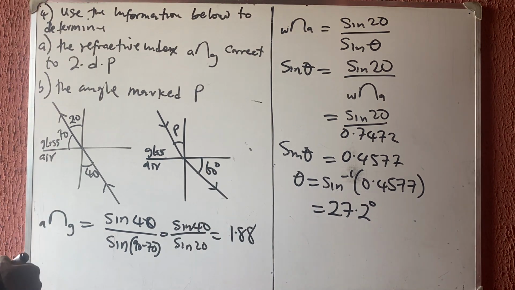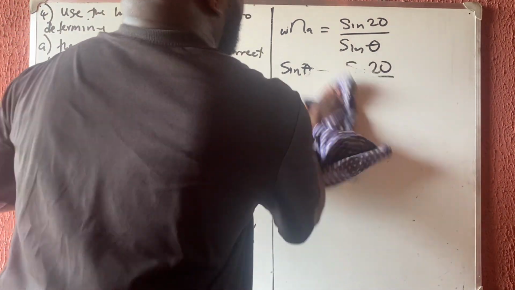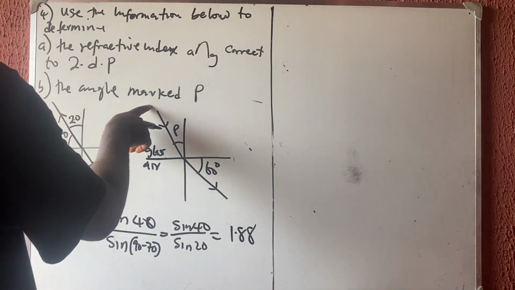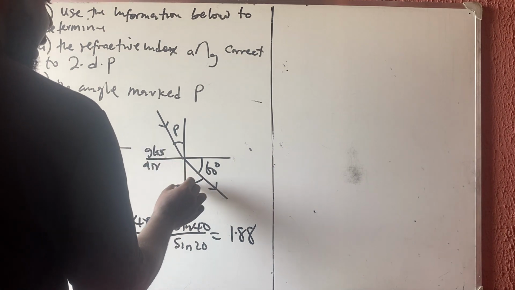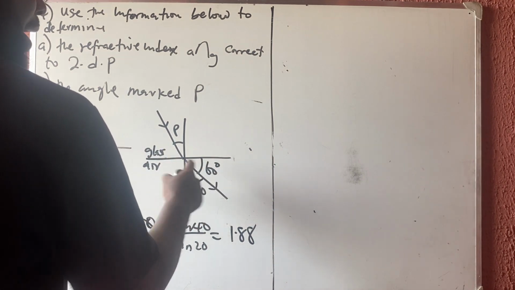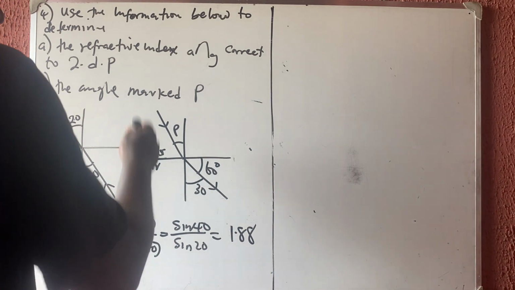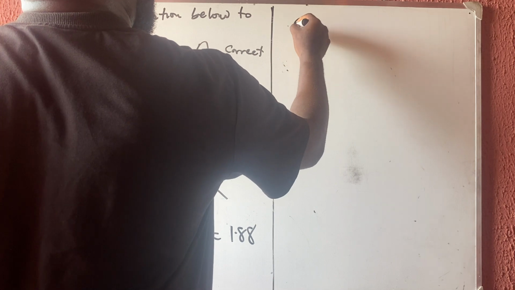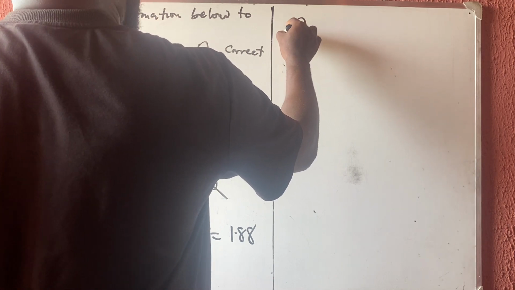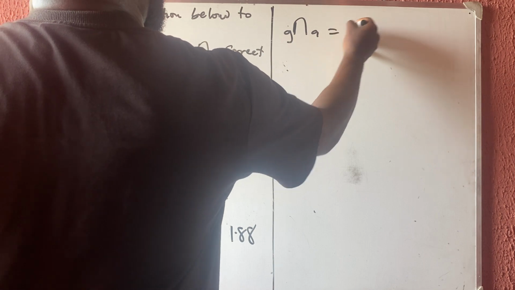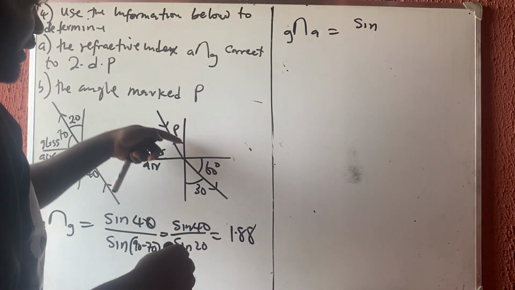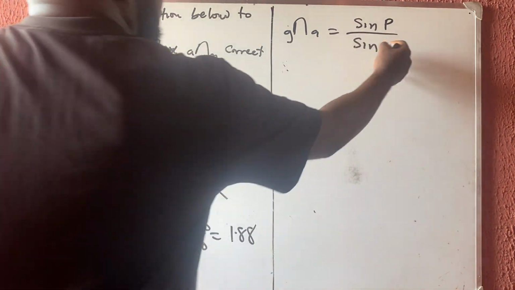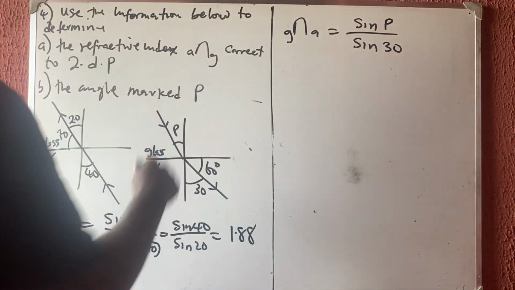All right. So now, to calculate the second one, which is very, very simple, you will look at how it is coming. This time around, it is coming from glass to air. Don't forget that here will be your 30. How? 90 minus this 30. We don't use the one with the horizontal. We use the one with the normal, which is the vertical. We should tell them that the refractive index from glass now to air should be the sine of the angle on the side of glass, which is P, over the sine of the angle on the side of air, which is 30.